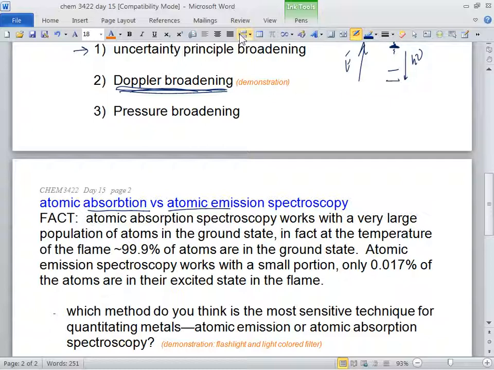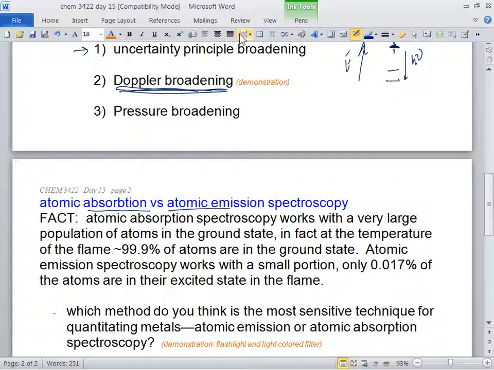Which method do you think is the most sensitive technique for quantitating metals? Atomic emission or atomic absorption? What would you guess? Sensitive meaning, take a really dinky amount of sodium. This technique can measure it, whereas the other technique could not. That's what I mean by sensitive. Absorption. So with all these words, you're supposed to say absorption, because you've got this huge population of the ground state to work with.